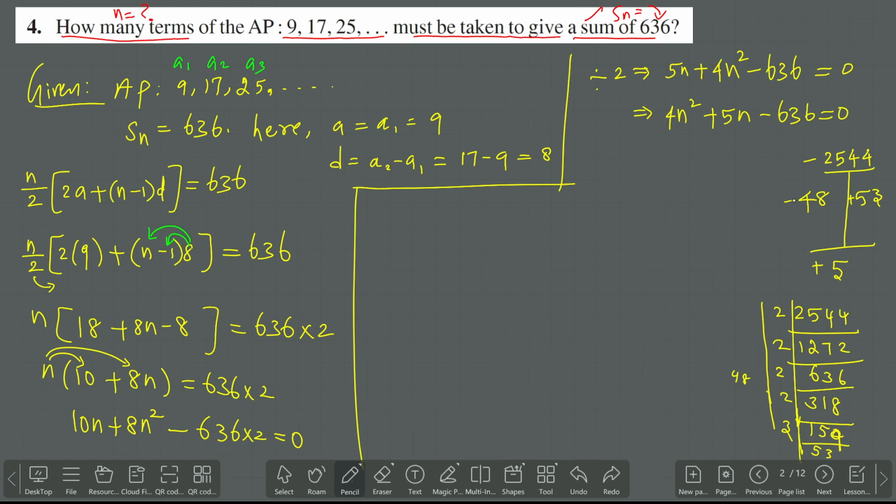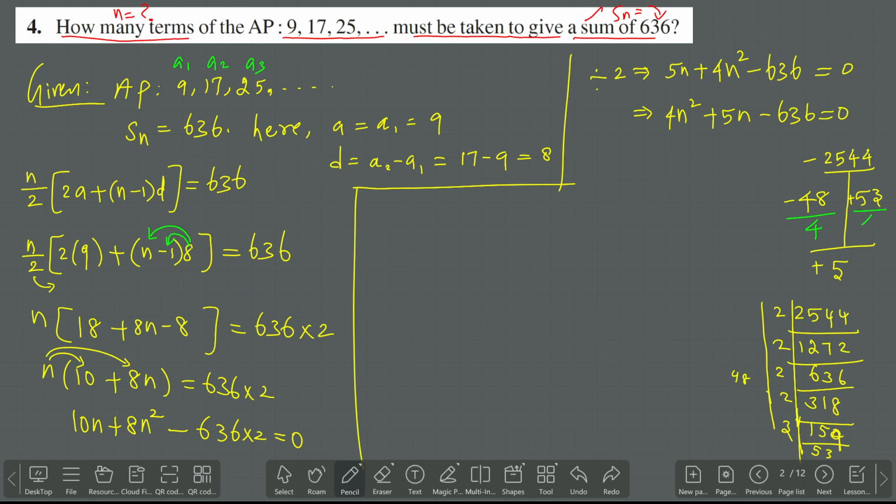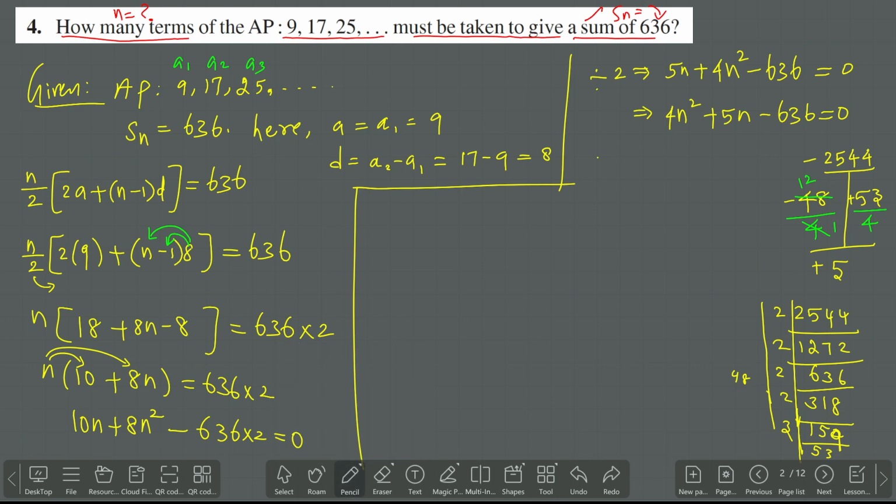What is the coefficient of n square? That 4, you divide by 4 on both sides. Here it's possible: one time how many? 12 times. The other side is not possible, leave it. Then I'm going to write the answer as n minus 12 equal to 0 and n plus 53 divided by 4 equal to 0. Then n equal to plus 12 and n equal to minus 53 divided by 4.